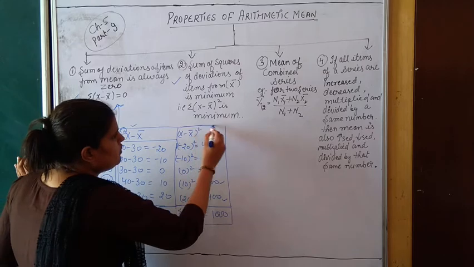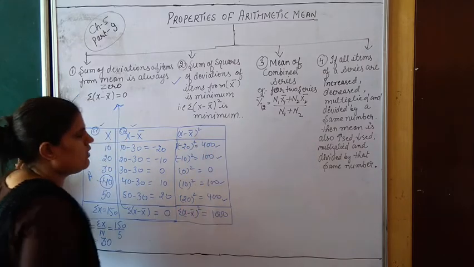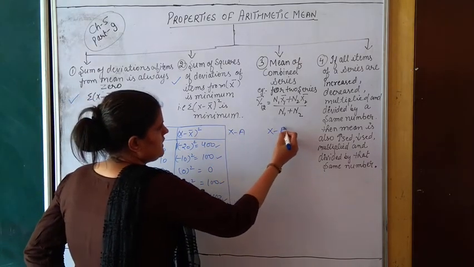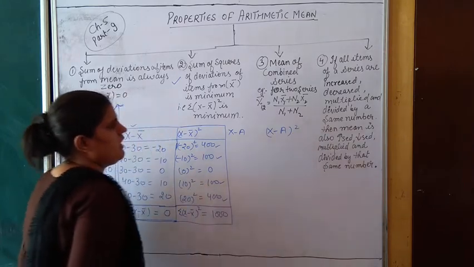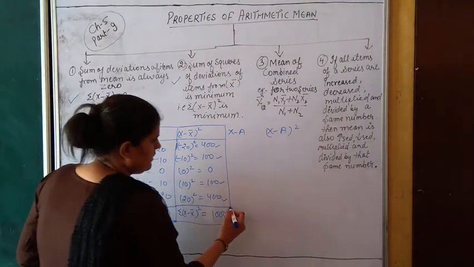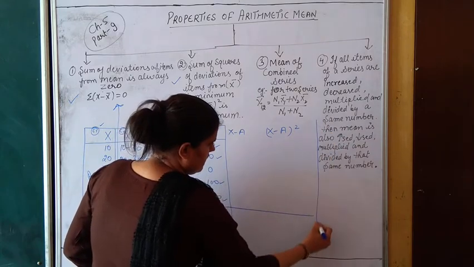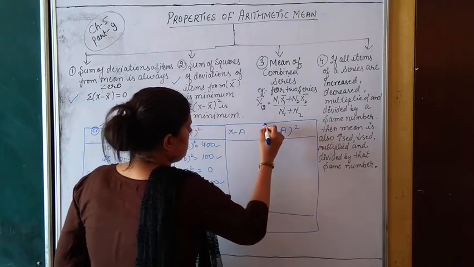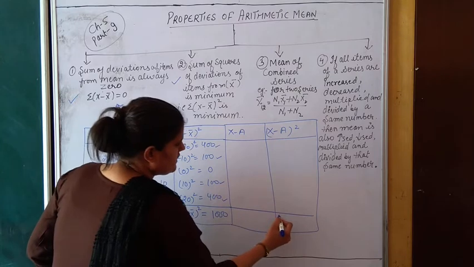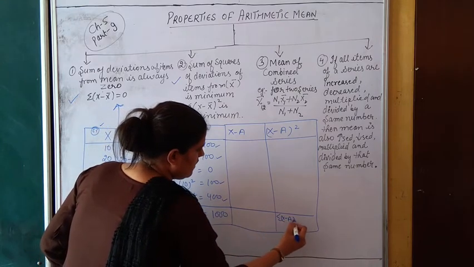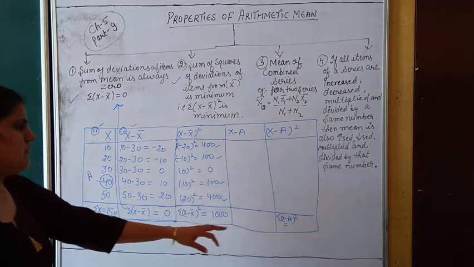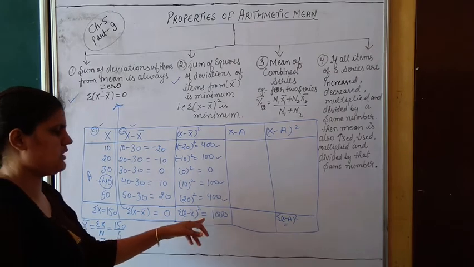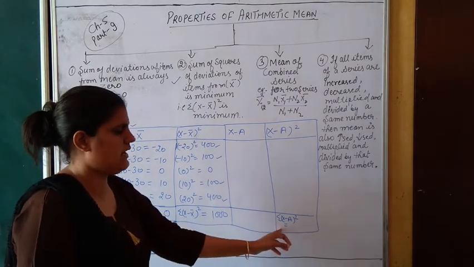Now I need two more columns, and those columns are x minus a and (x minus a) whole square. Because, children, I want to prove this: indirectly, I have to prove that the total of this column should be more than this, or in other words, the total of sigma (x minus x bar) squared should be less than the total of sigma (x minus a) whole square.